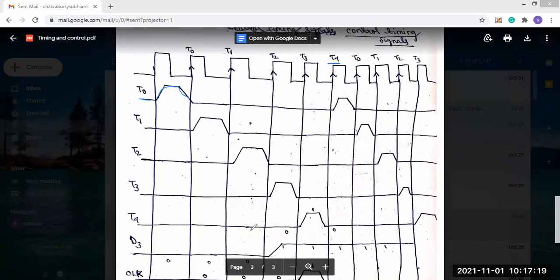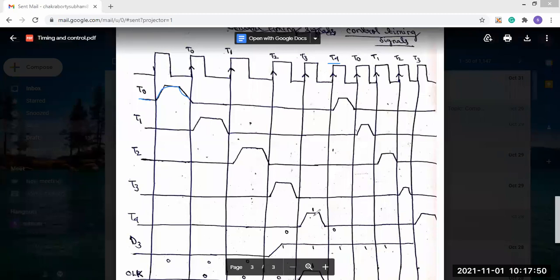And T4 also is the same as that. The T4 is up in the T4 time clock pulse, and in other cases it is down. Only in the T4 clock pulse is this T4 timing signal active. In other cases it is down. So that's why down means 0 and up means 1. You see, up means 1.